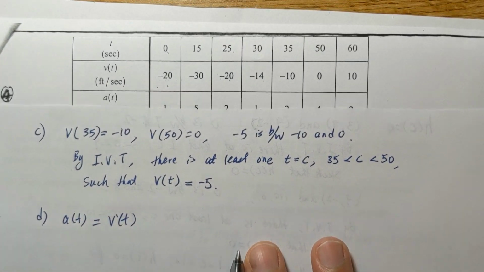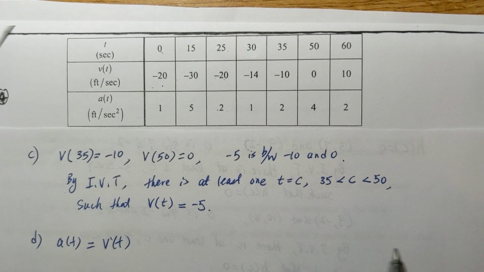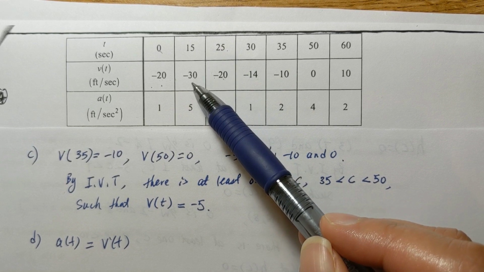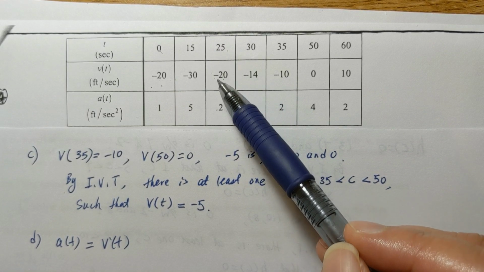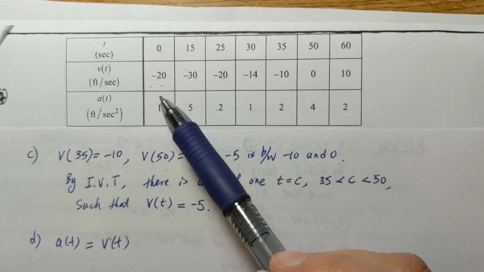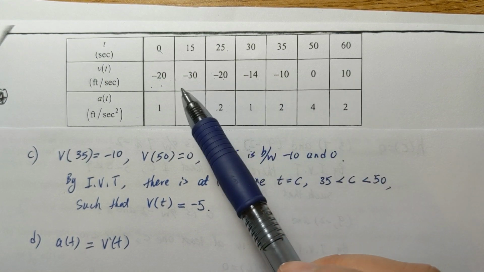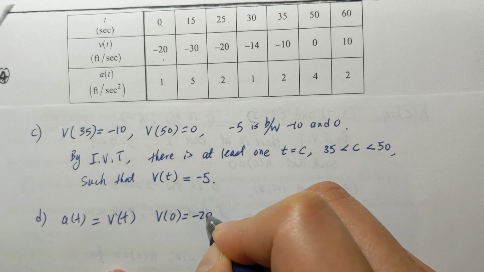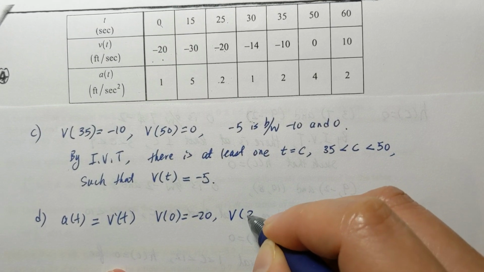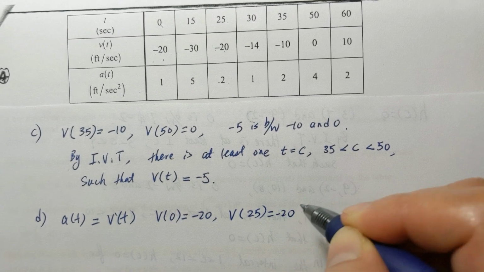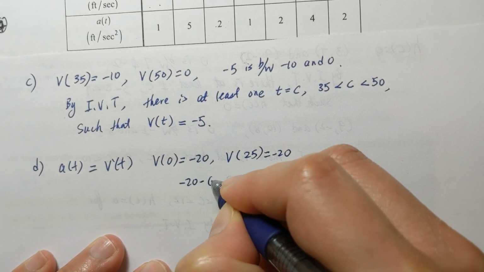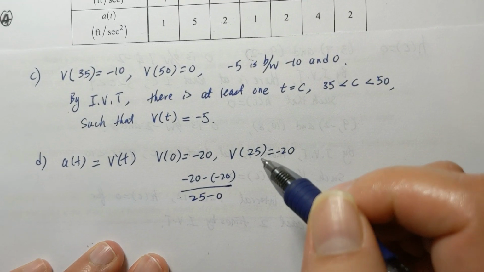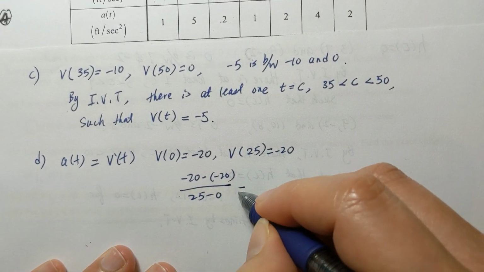So now we're going to check. We're going to find two points that have a slope equal to 0. 0, negative 20; 15, negative 30; 25, negative 20. So no other numbers match. We have V of 0 equal to negative 20 and V of 25 equal to negative 20. So negative 20 minus negative 20 over 25 minus 0. Using the slope formula, it equals 0.